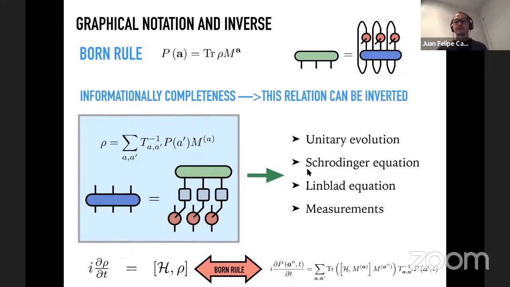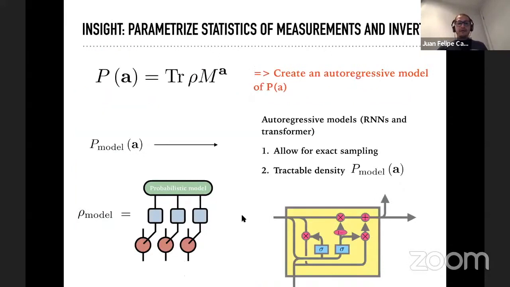Like, so unitary evolution, Schrödinger equation, Lindblad equation, measurements, and so on. So here's, for instance, this Liouville-von Neumann equation. Once you apply this rule that I was explaining, then you get a differential equation for the probability distribution representing the quantum state. Okay, so that's the important thing. The insight we had was, okay, we can parametrize the statistics of the measurement P_A using autoregressive models, right? Like that was what I wanted to do.